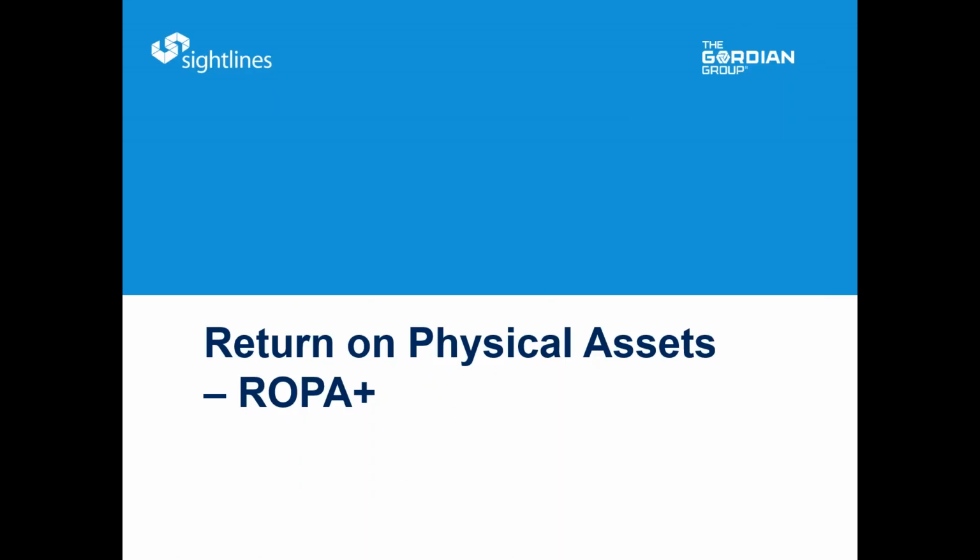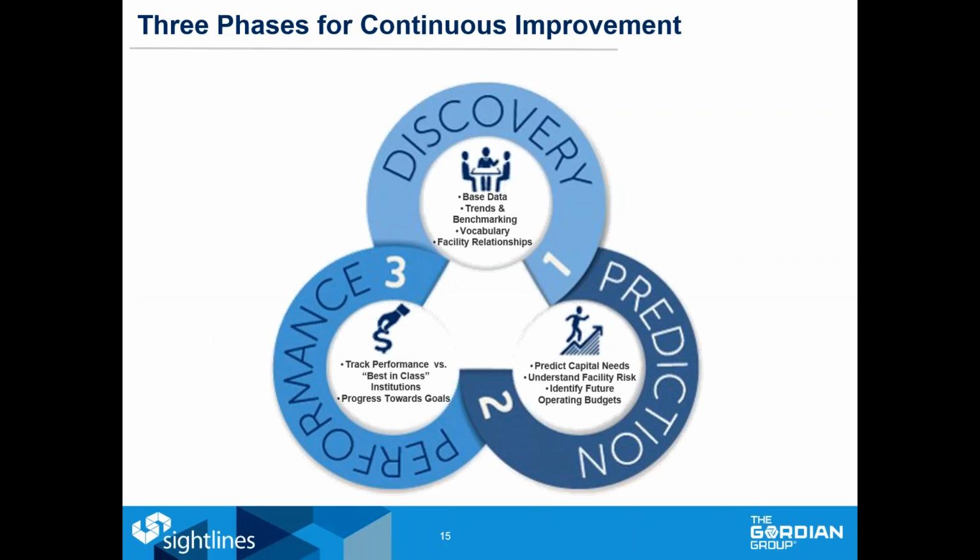We talked about the offering that we have, called Return on Physical Assets, or ROPA Plus. It truly is a three-phase continual improvement mechanism. Phase one is what we call discovery: collecting base data, benchmarking you across other institutions, using a vocabulary and establishing relationships between information at the institution. What we're trying to say is, what makes you tick? What have you done well? What are your opportunities?